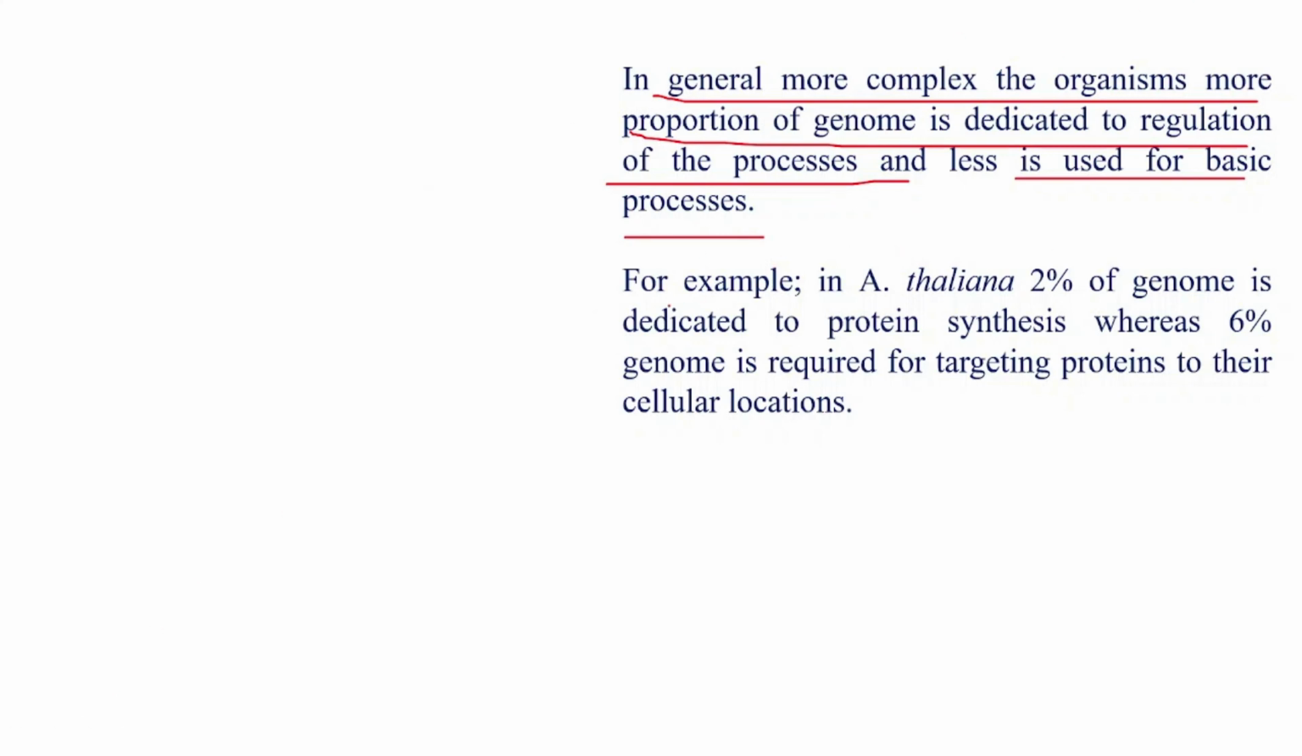For example, in Arabidopsis thaliana, 2% of the genome is dedicated to protein synthesis, whereas 6% of the genome is required for targeting proteins to their cellular locations. So less of the genome is dedicated to a basic process like protein synthesis, and more is dedicated to a complex process like targeting proteins to their cellular locations. So the more complex the organism, the more proportion of the genome is dedicated to the regulation of the different complicated processes than the basic processes.